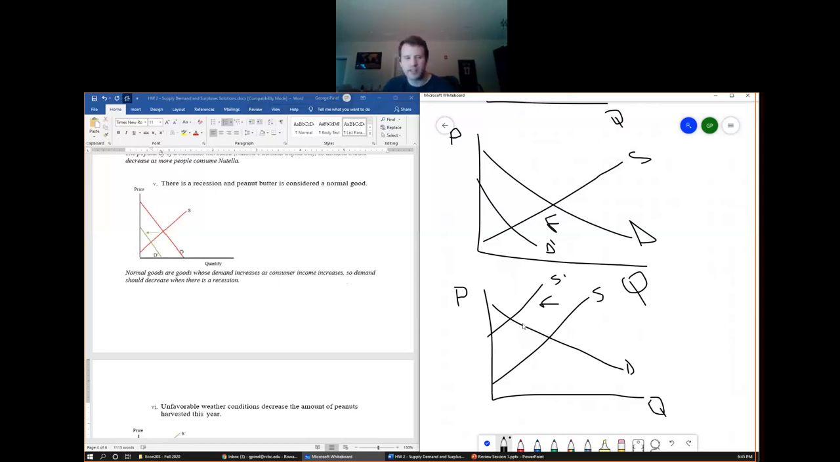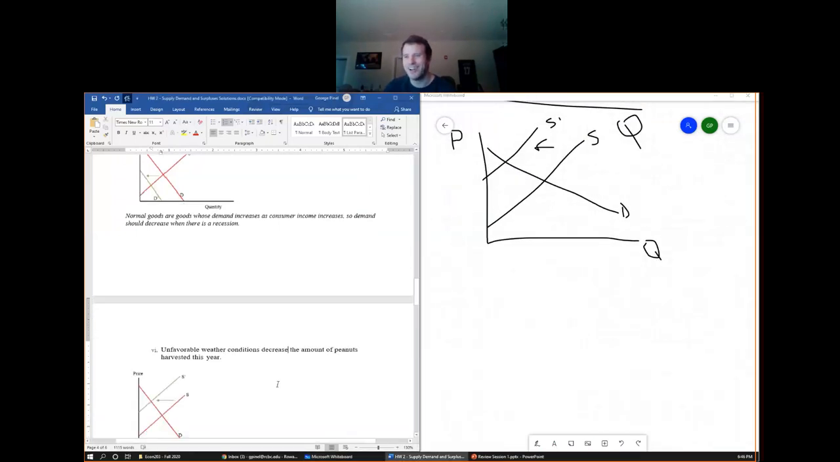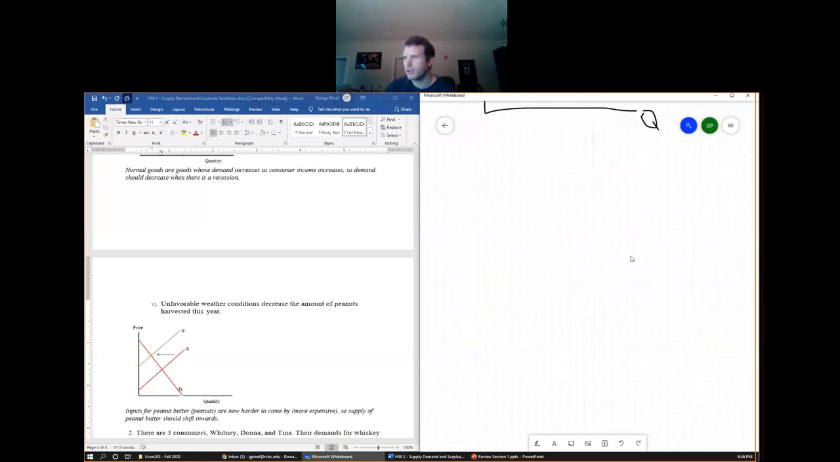So you'd expect that for every price, they're going to sell less peanut butter. It's basically like peanut butter has become rarer. All right, so inputs for peanut butter are now harder to come by. They're more expensive, so supply of peanut butter should shift inwards. Okay. Are we good until this point? Yes. Okay, good. This next one I think is a little trickier.